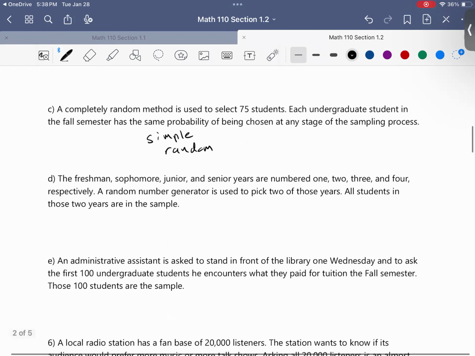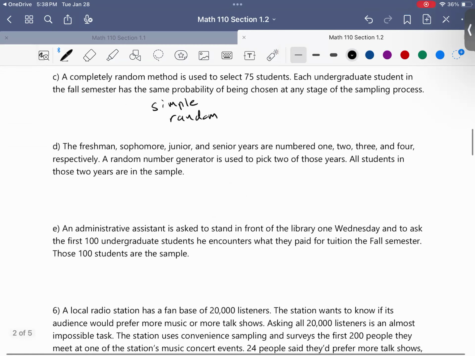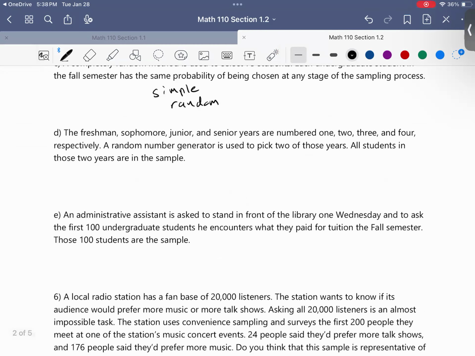Now moving on to part D. Part D states the freshman, sophomore, junior, and senior years are numbered 1, 2, 3, 4, respectively. A random number generator is used to pick two of those years. All students in those two years are in the sample. Since the class ranks are numbered 1 through 4 and a random number generator is used to pick two of those, this type of sampling would be a cluster.